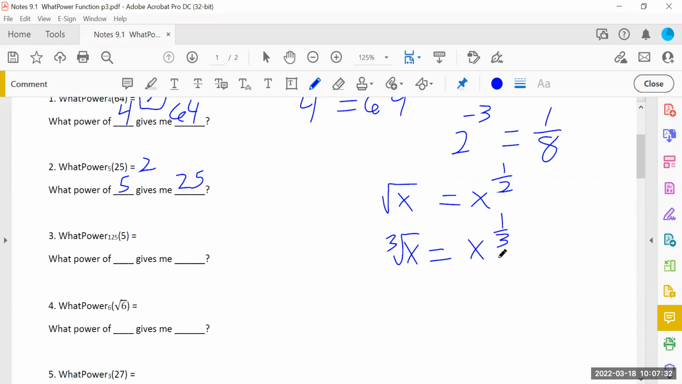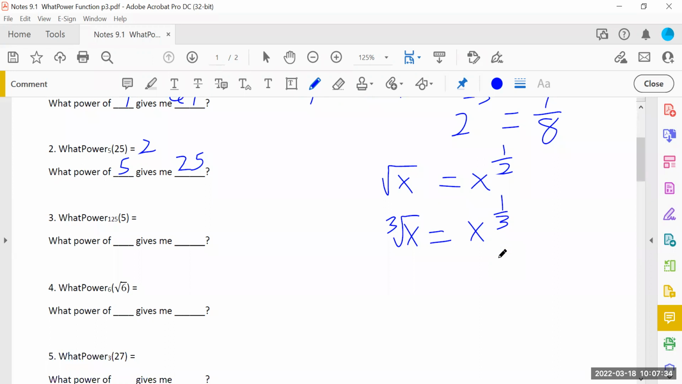Now for the next one, I'm going to teach you something that's not new. You know this already, but I'm going to show you a new way of thinking about it. So this next one, what power of 125 gives me 5? At first, that seems like it's impossible. Raising 125 to a power is going to get me bigger numbers. But it has to do with the square root. In fact, there's even a shortcut.